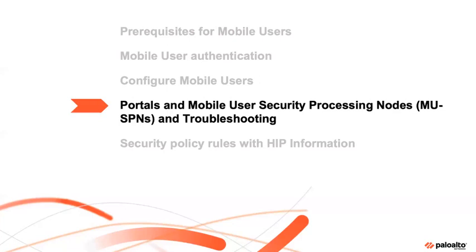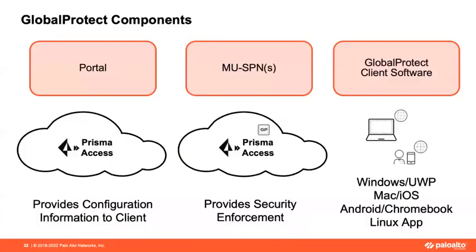The architecture of the Prisma Access mobile user solution is the same, or the pieces and parts are the same as they are for traditional GlobalProtect. But if you're not familiar with that, we'll kind of go through it. There's really 3 pieces. There's a portal, there's the MU-SPNs. If we were talking about on-premise firewalls, we'd call them GlobalProtect gateways.